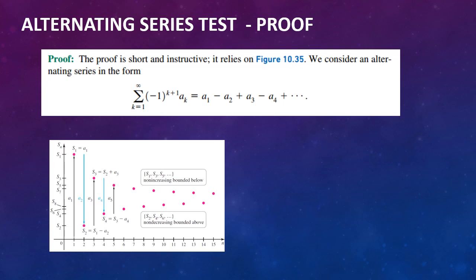Because the terms of the series are non-increasing in magnitude, the even terms of the partial sums, s sub 2, s sub 4, s sub 6, etc., form a non-decreasing sequence that is bounded above by s sub 1.